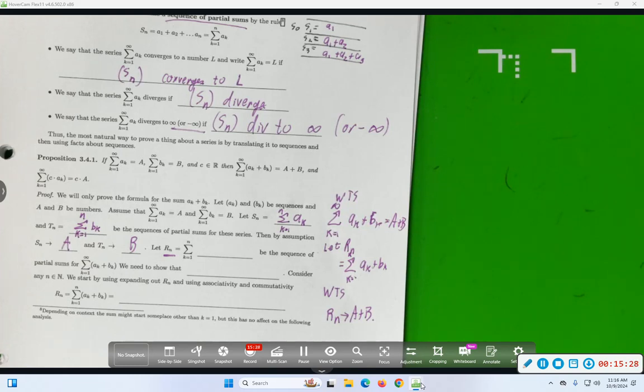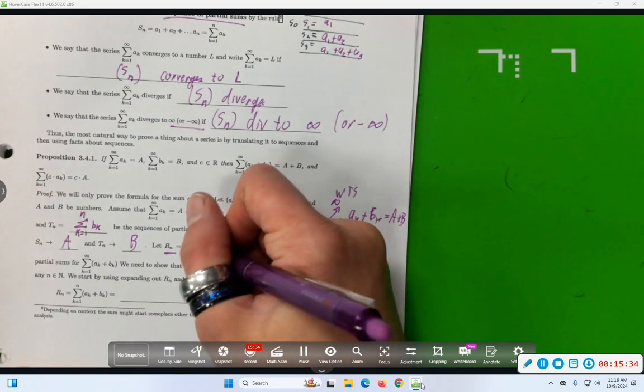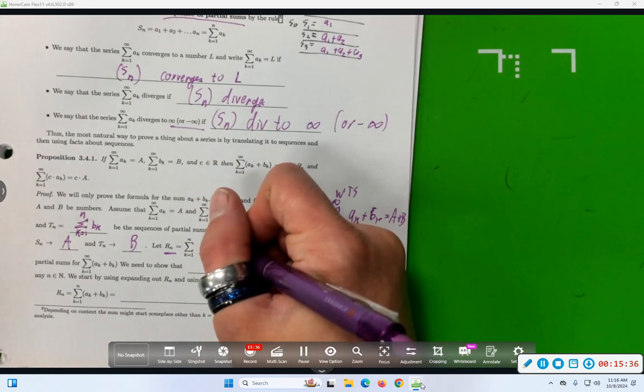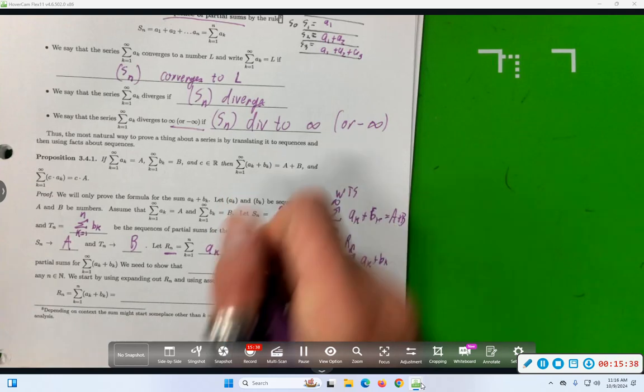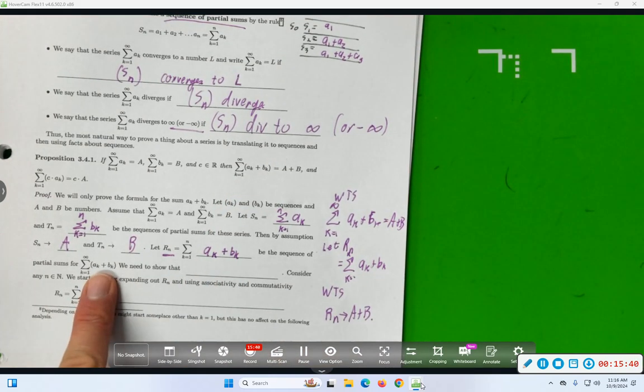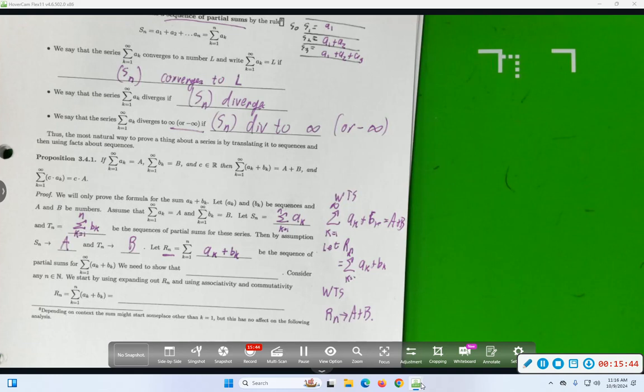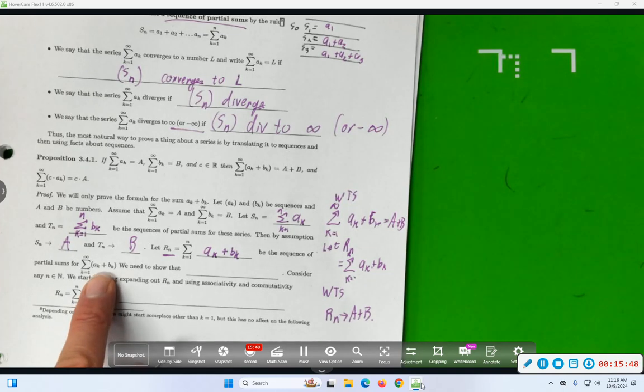So let's now just try to do it. Let Rn be the sum from k equals 1 to n of ak plus bk. That is now the sequence of partial sums for the infinite sum. If I want to show that the infinite series is a plus b, where do I need to show that Rn converges?